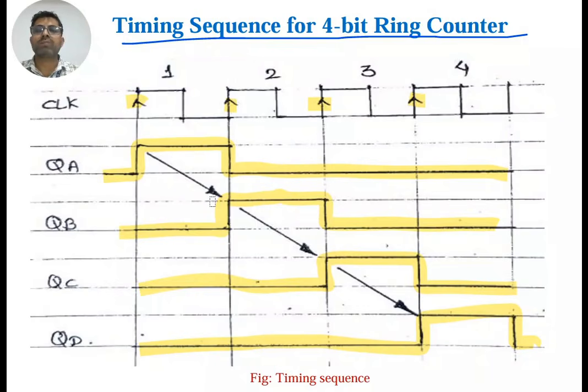Already I have told you this is one of the applications of the shift register. Okay, in the next video we will see the Johnson counter, which is also called a twisted ring counter.